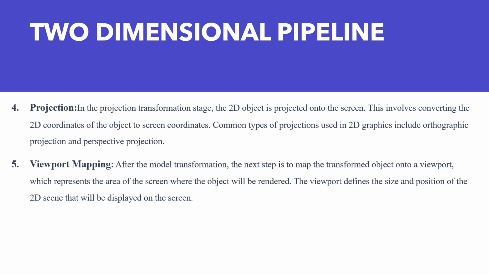After the model transformation, the next step is to map the transformed object onto the viewport, which represents the area of the screen where the object will be rendered. The viewport defines the size and the position of the 2D scene that will be displayed on the screen.